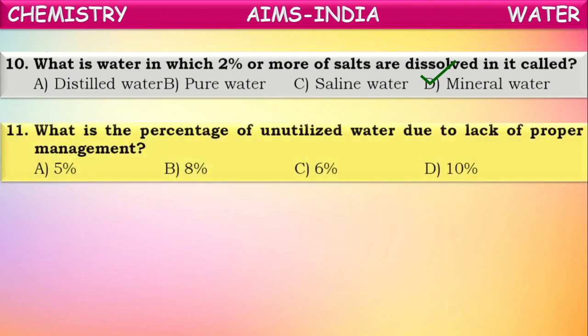Next, what is the percentage of unutilized water due to lack of proper management? Proper management means conservation and avoiding excess use. Because of all these improper managements of water, we lose around 5% of water. So 5% of unutilized water is there due to lack of proper management.